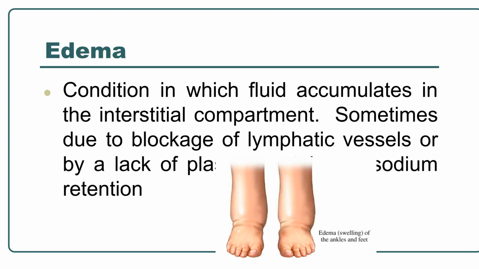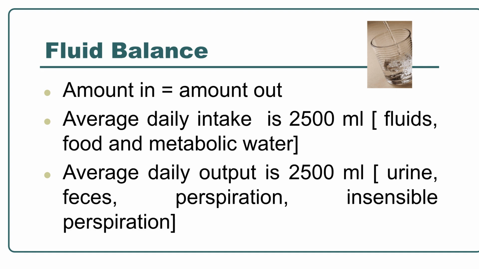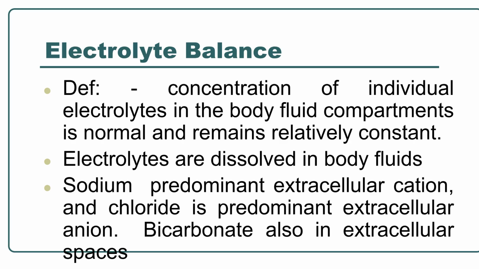Electrolyte balance is maintained when the concentration of individual electrolytes in the body fluid compartments is normal and relatively constant. Electrolytes are dissolved in body fluids. Sodium is the predominant extracellular cation, and chloride is the predominant extracellular anion. Bicarbonate is also found in extracellular spaces. Potassium is the predominant intracellular cation, and phosphates are the predominant intracellular anion.